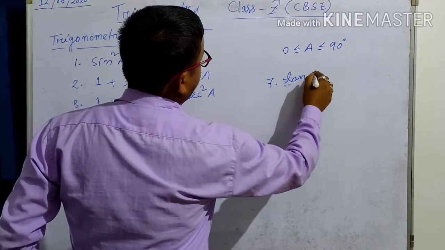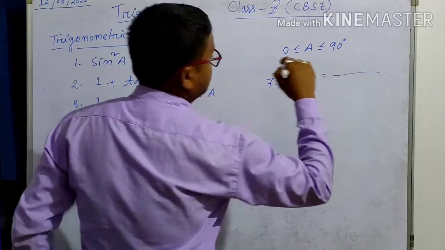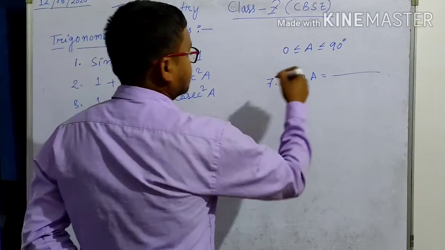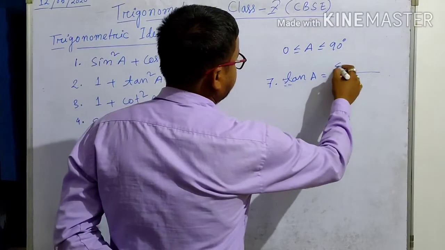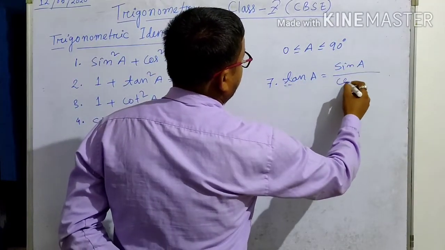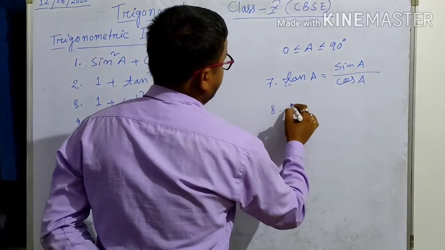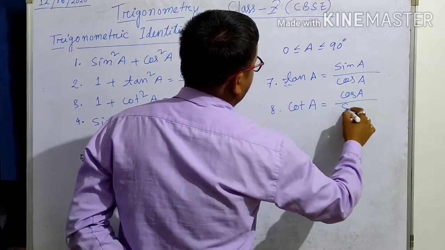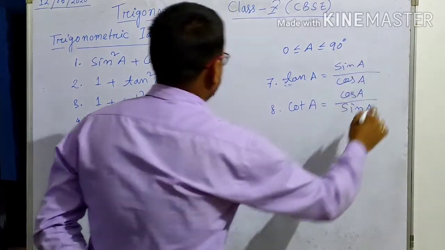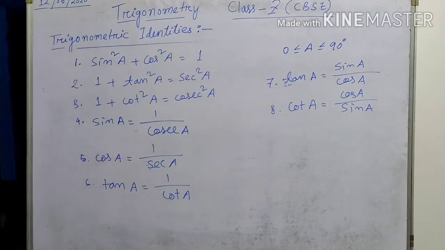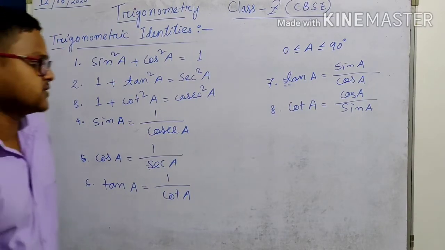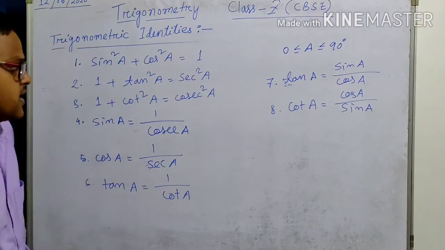Another identity you can get: you can write tan A in another form also. In trigonometric ratios for specific angles, we have already learned how to find tan A, that is sin A by cos A. And the eighth identity you have to remember: cot A equal to cos A divided by sin A. By applying these eight identities we can find different solutions in trigonometry.